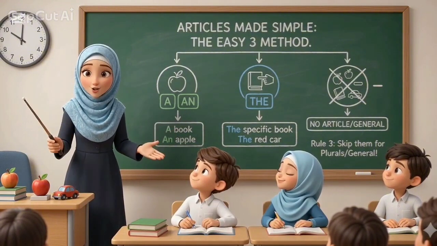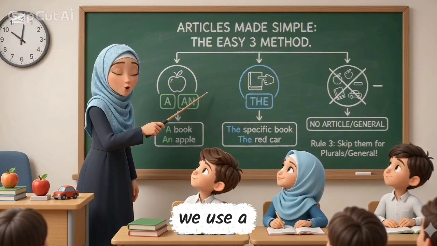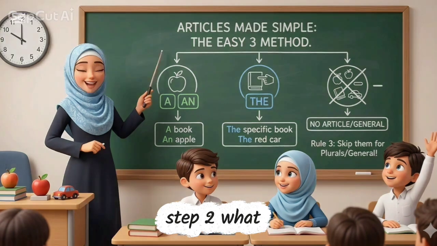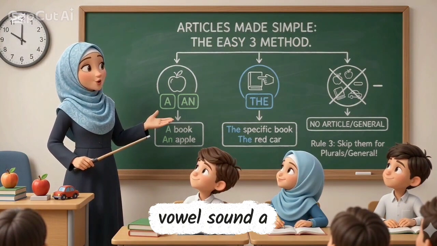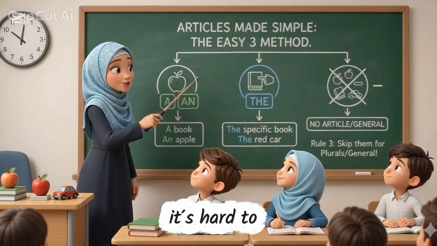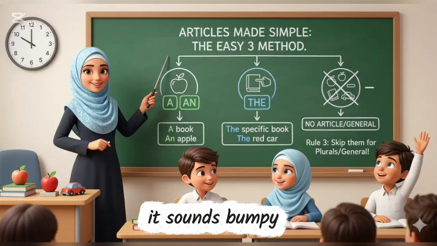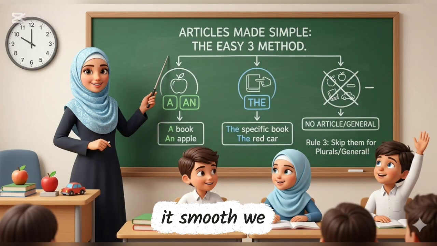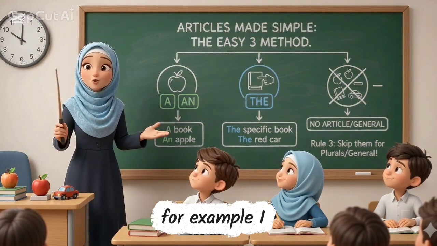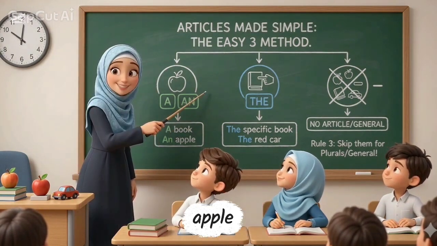Example 2. The vowel rule. An. Step 2. What if the word starts with a vowel sound? A, E, I, O, U. It's hard to say "a apple", it sounds bumpy. So, to make it smooth, we use an. For example, I am eating an apple. Apple starts with the vowel sound A, so it easily becomes an apple.